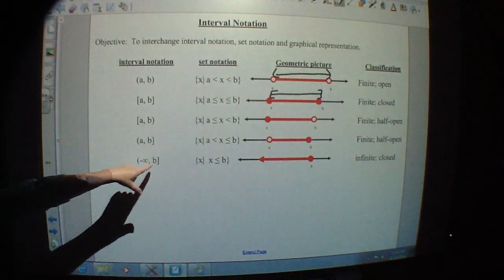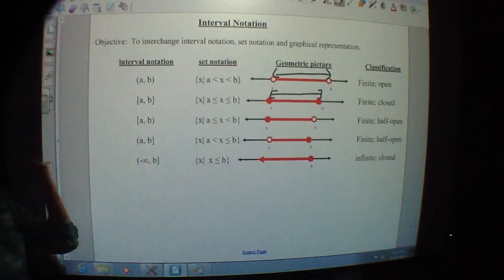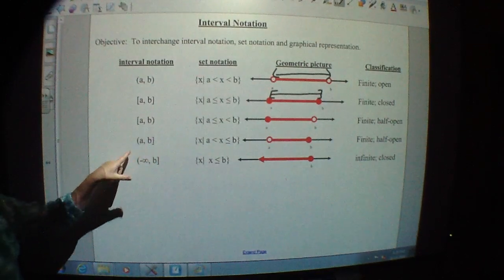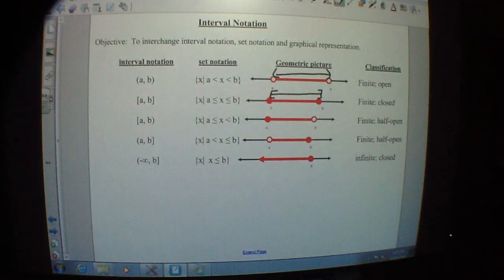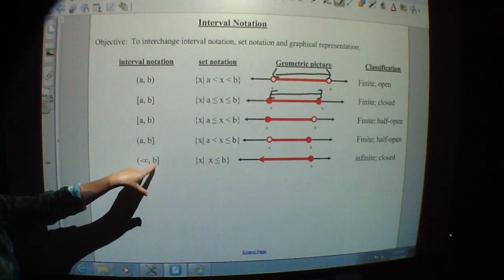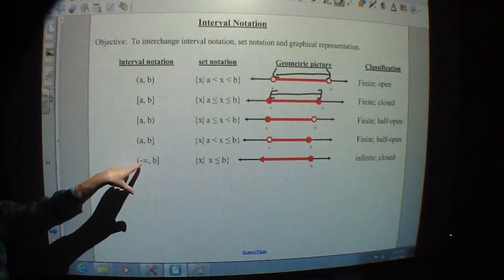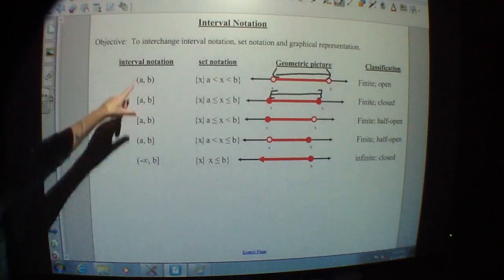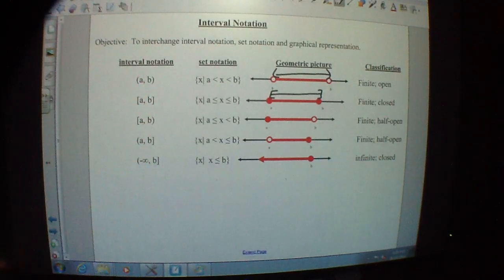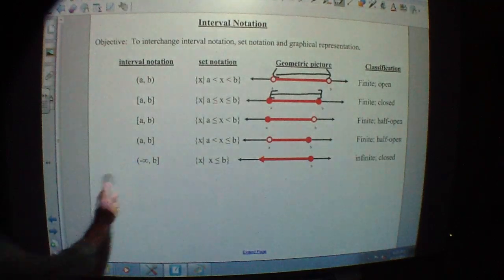That's negative infinity to B. It goes all the way to the left. And the reason it's always rounded with infinity or negative infinity is because you can never reach infinity or negative infinity. Because you keep going and going and you never get there. So it's everything from B down. So smaller number, larger number. Always the smaller number first, larger number second. And this is infinite and it's closed.